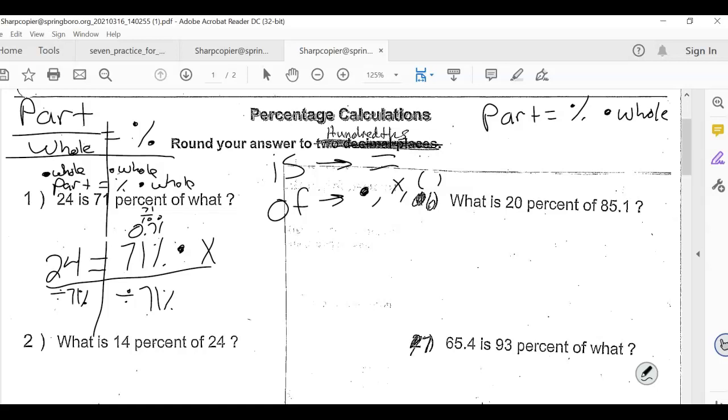Okay, on your calculator, you should go ahead and enter 24 divided by 71%. What is our answer going to be? Josh. 33 and 80 hundredths. Right? Okay.